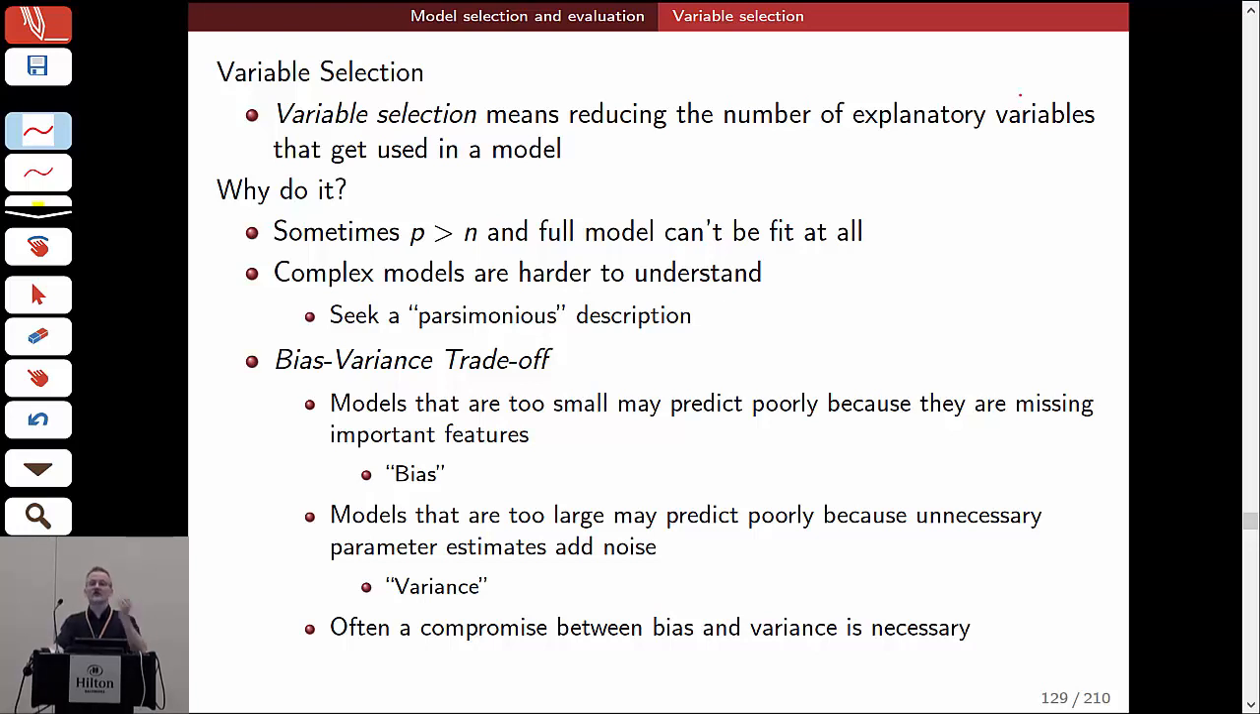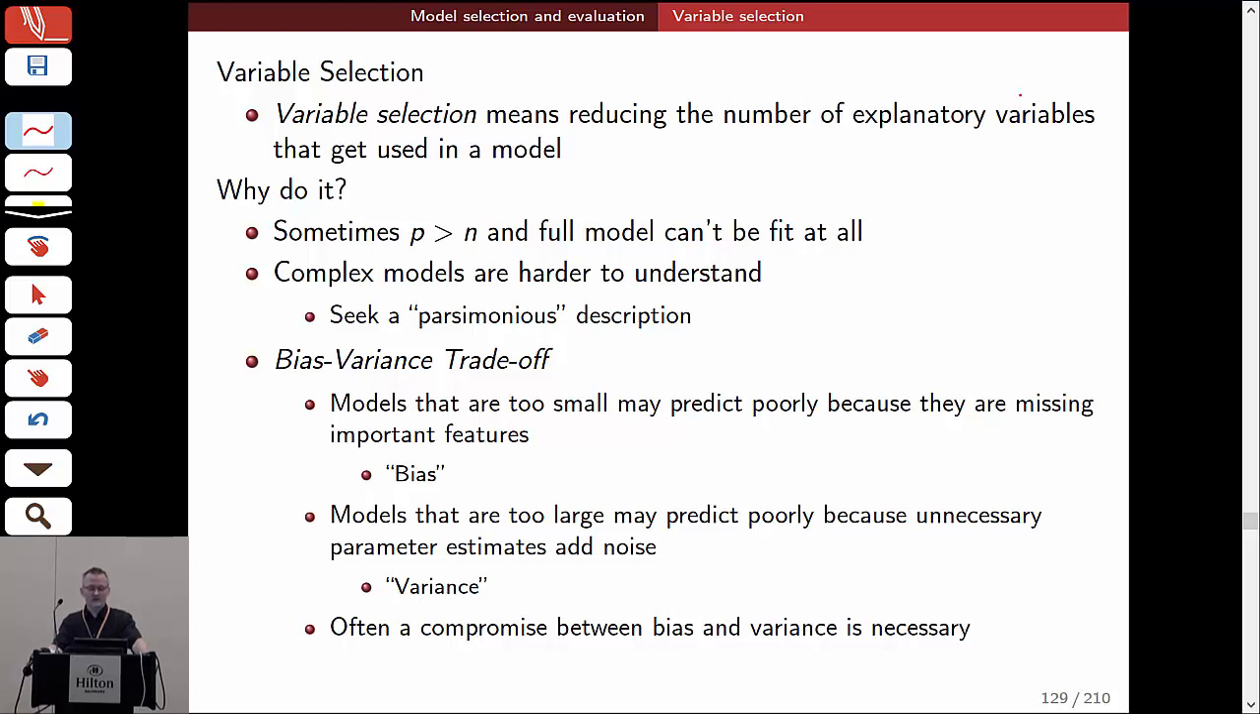complex models are harder to understand. It's a lot better to explain a model if there are only 2 variables than if there are 27 variables. But even if you don't care about explaining it, there's a statistical reason to want to do variable selection, and that's something called the bias-variance trade-off. If you don't understand anything else about variable selection, this is the thing you need to learn, the bias-variance trade-off.